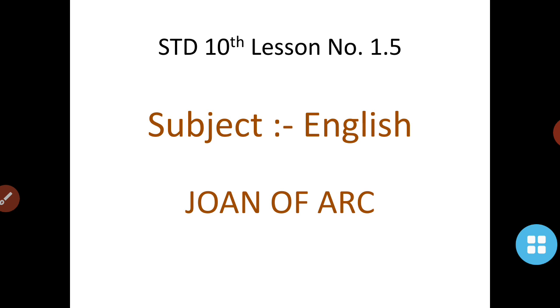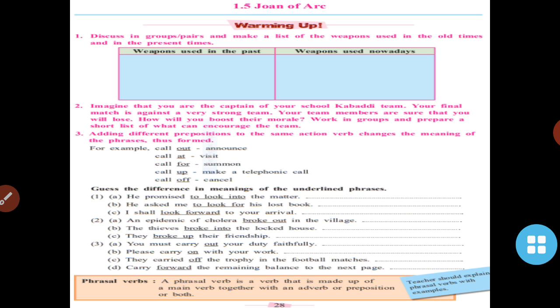on this chapter. As in every chapter, first the warming up is given, so in this chapter the same way the warming up is given, and we are going to solve it one by one. Okay, lesson number 1.5, Joan of Arc, and the first warming up question is: discuss in group pairs and make a list of the weapons used in old times and present times. So here we have to make a list of weapons which we used mostly during the wars.